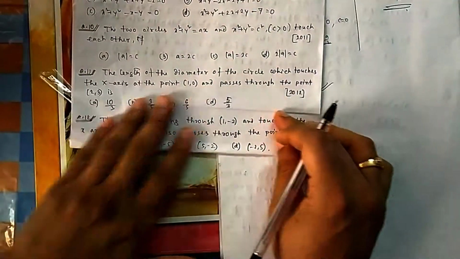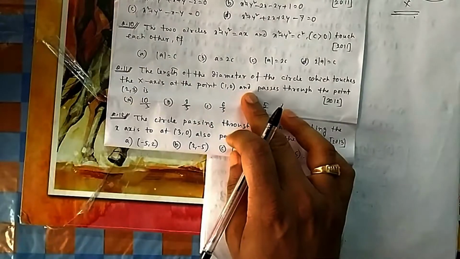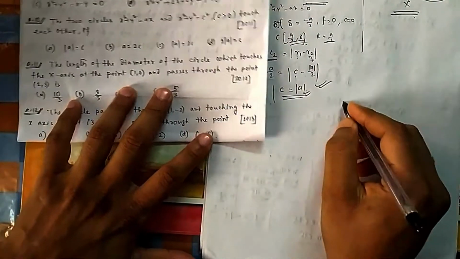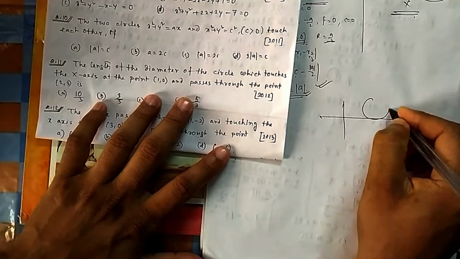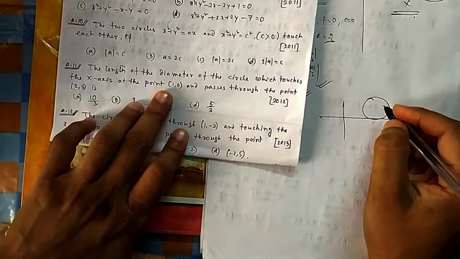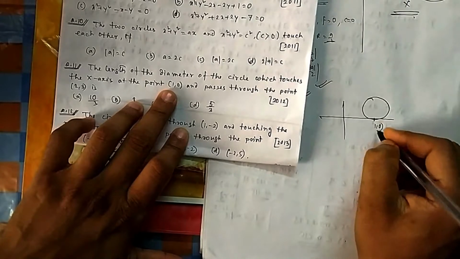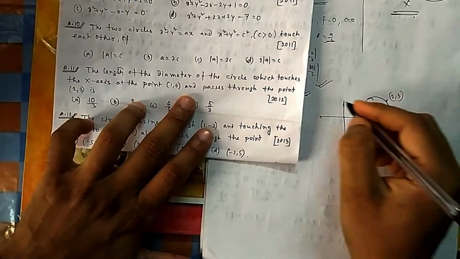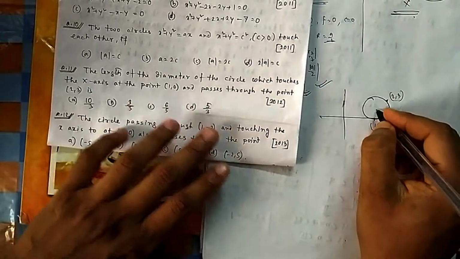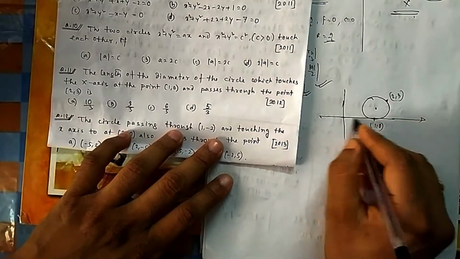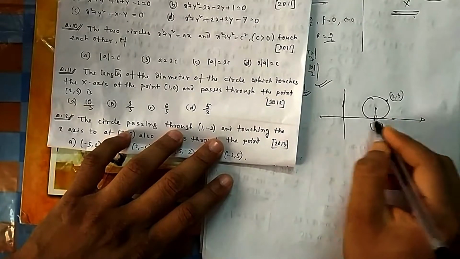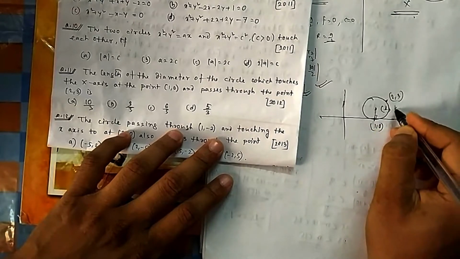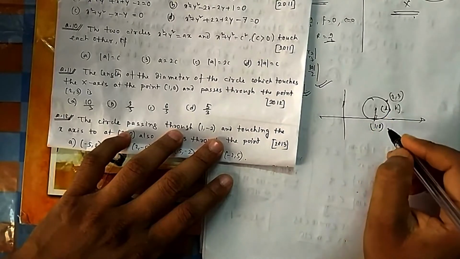The length of the diameter of the circle which touches the x-axis at this point and passes through the point 2, 3. Diameter of the circle which touches the x-axis. At what point is it touching? Touching the x-axis at the point 1, 0, and it passes through the point 2, 3. Because it touches here, its center, this is 90 degrees. So the center's abscissa, the x coordinate, will be 1, and the height you don't know, suppose k. And its radius will also be k.